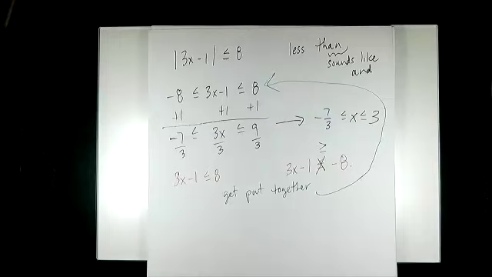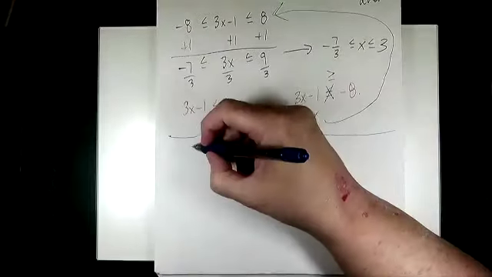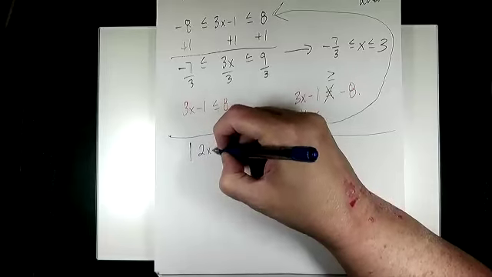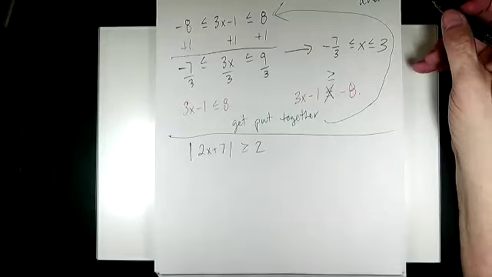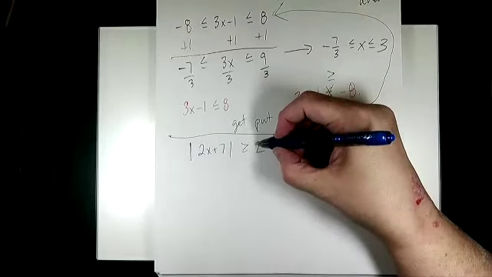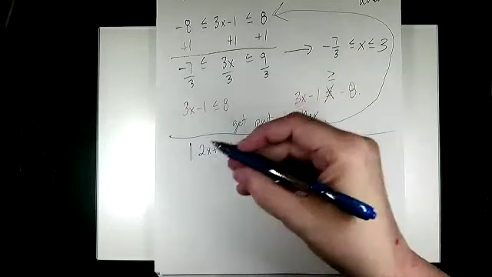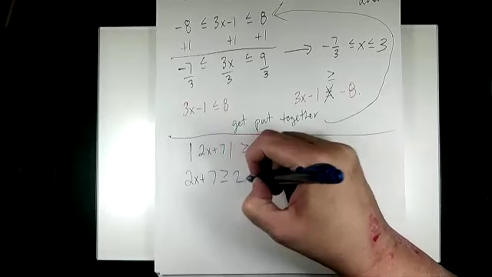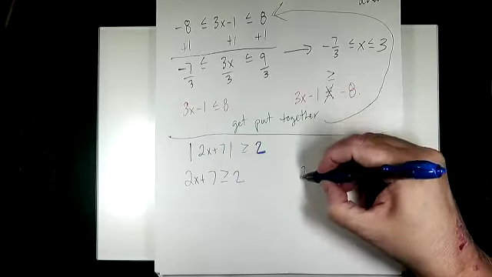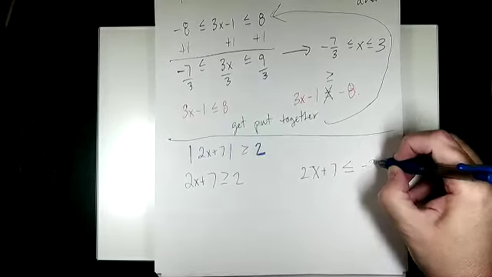Let's take a look at one that's similar, but the other inequality. Greater than or equal to 2. Okay, so we can do 2x plus 7 is greater than or equal to 2. And then we have 2x plus 7. We got to change the sign when we do the negative version.